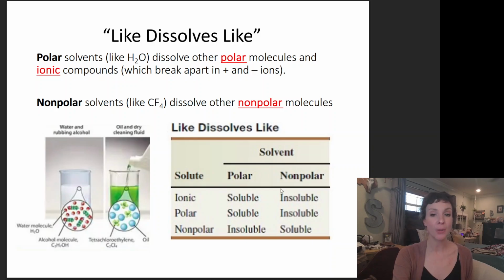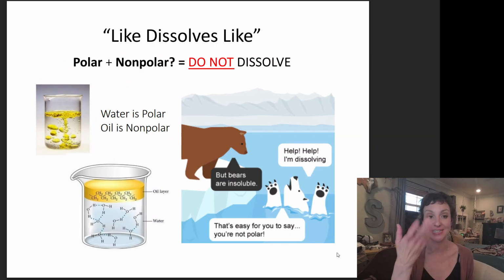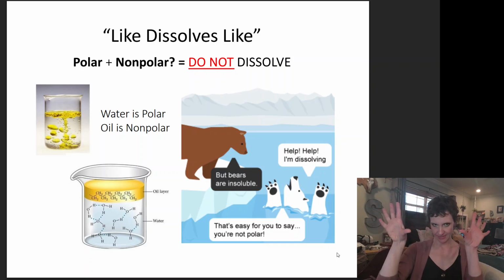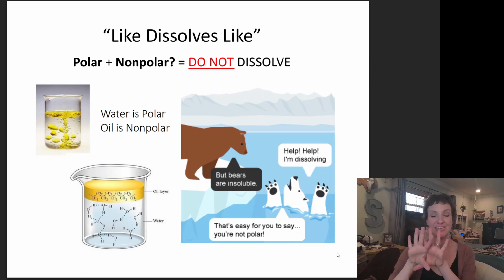Now for my nonpolar solvents, will a nonpolar solvent dissolve an ionic compound? No. Will it dissolve a polar molecule? No. Will it dissolve a nonpolar molecule? Yes. So this is the like dissolves like, and as you can tell, if a polar and a nonpolar try to mix together, they do not dissolve. This is why oil and water do not mix. Water is super polar and oil is nonpolar. They are not at all the same. They do not play nice together. The oil layer will physically separate away from my water layer no matter how much I try to encourage it to mix.